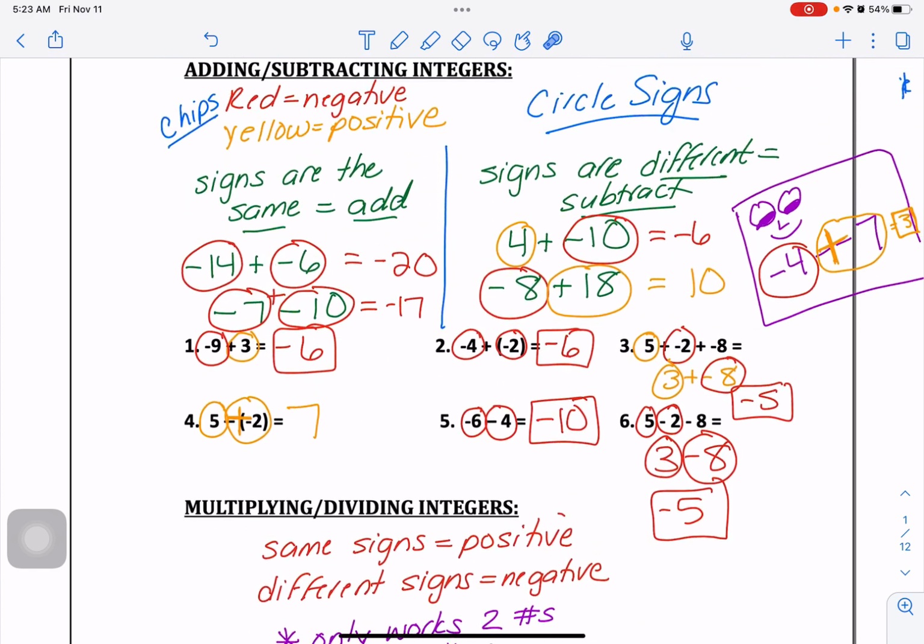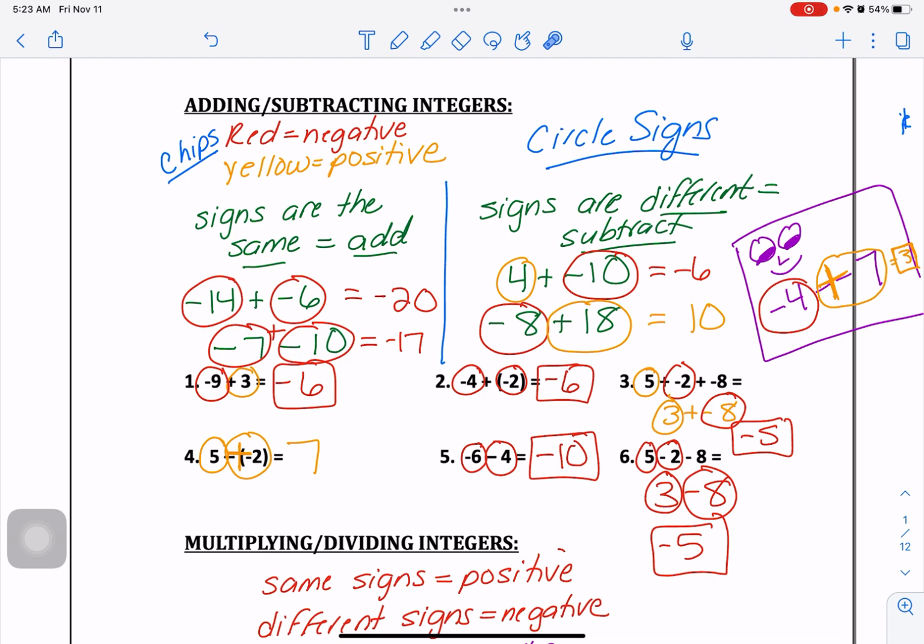Now we're going to go back to adding and subtracting. Adding and subtracting were the rules that we did at the beginning of our lesson with integers. And if you remember, with our adding and subtracting rules, these were the ones where we used the chips, where we talked about how red chips are negative and yellow chips are positive. It's also the one where we circled the signs so that we could think about how the numbers were named. We knew what color chips we were dealing with.